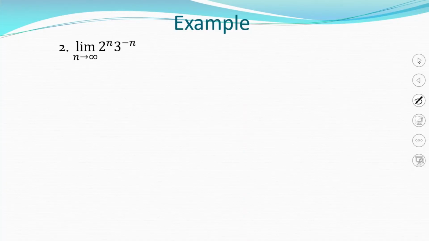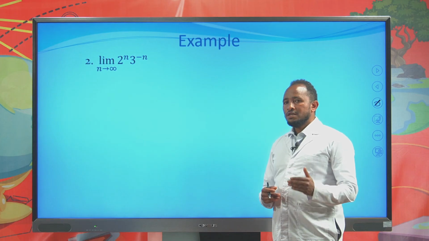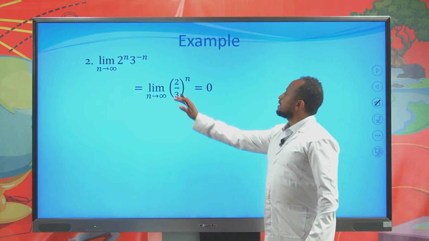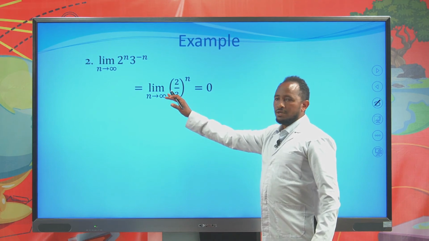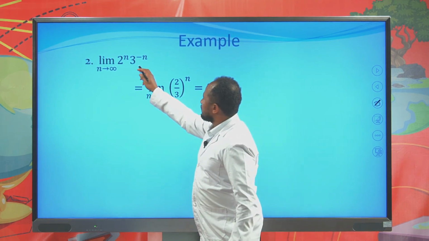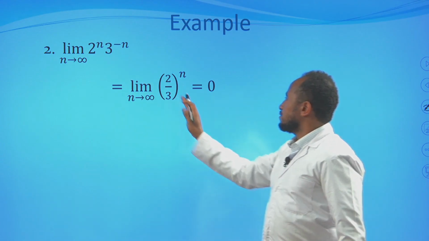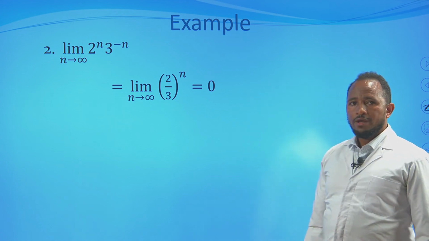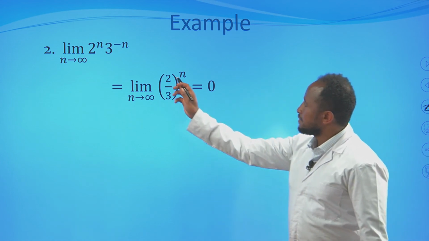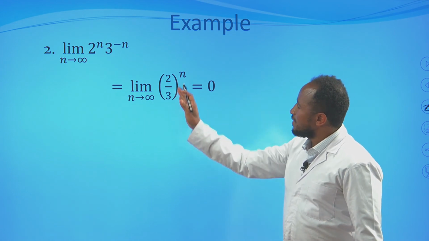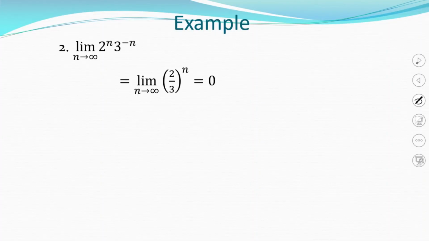Okay, the limit of 2 to the power of n times 3 to the power of negative n, where n goes to infinity. To evaluate this limit, we can rewrite this in this form. It's a limit of 2 over 3. This number, 3 to the power of negative n, can be written as 1 over 3 to the power of n. So the ratio will be 2 over 3 to the power of n, where n goes to infinity. If you remember this, it's a geometric sequence, by the way. It's a geometric sequence with a common ratio 2 over 3.